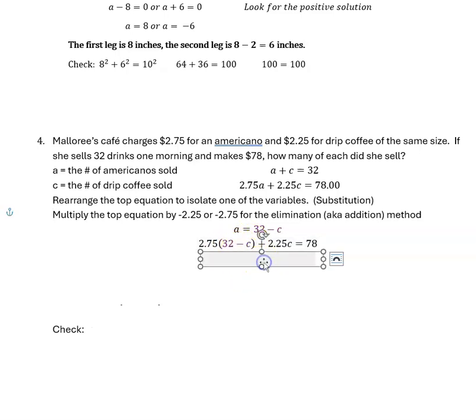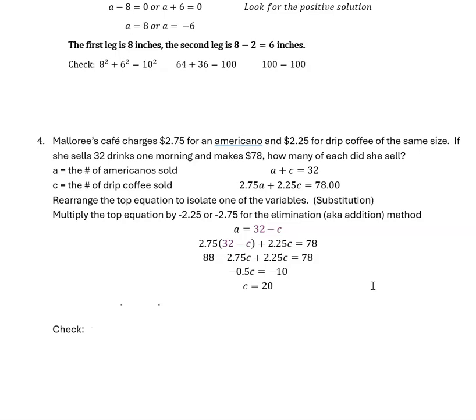And then I'm going to go ahead and solve this equation by distributing the 2.75 times 32, and 2.75 times C. There's a negative in there. And then I'm going to simplify by combining the C's and also subtracting 88 from both sides. That's going to get rid of 88 over here and give us negative 10 on the other side. And now I can see that if I divide both sides, I should get 20.